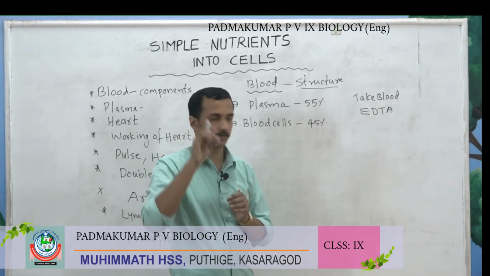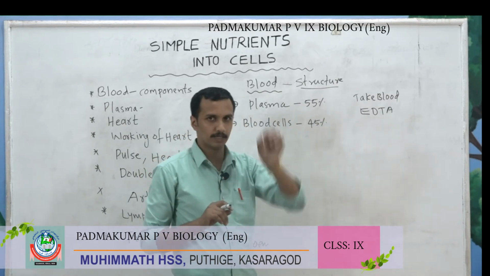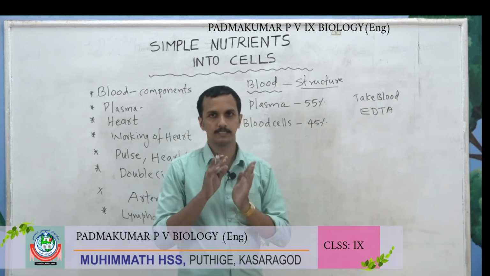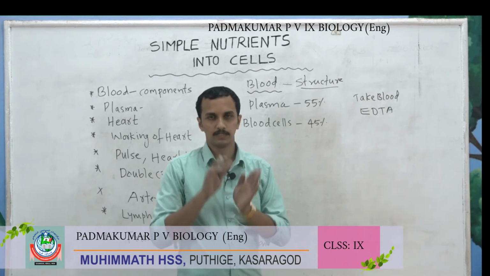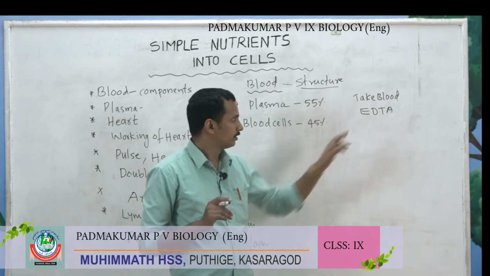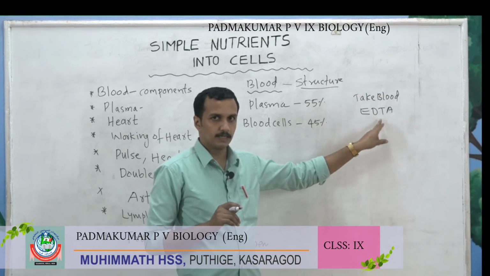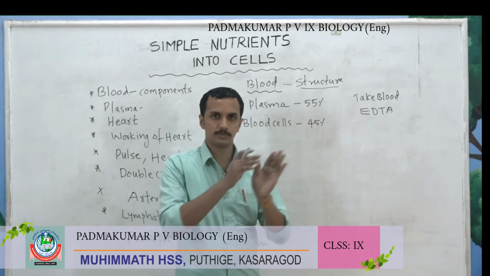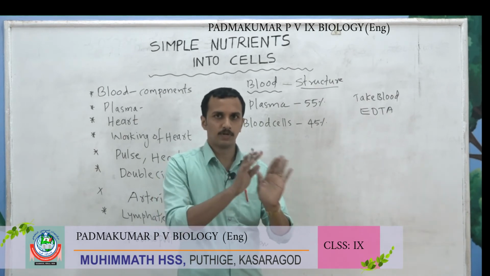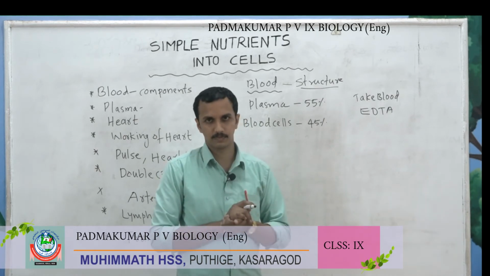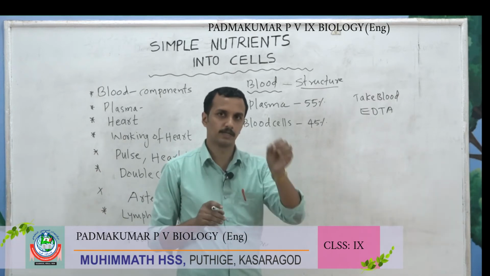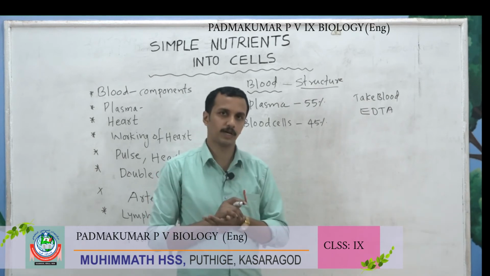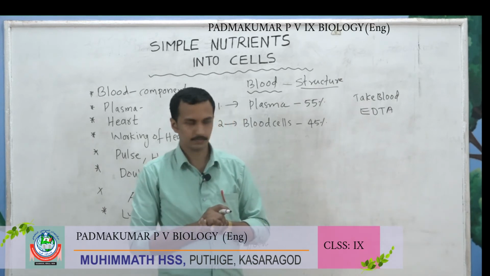So first you have to take blood sample in a clean test tube, then add a little amount of EDTA. EDTA is nothing but a chemical. It prevents blood clotting. EDTA is ethylene diamine tetraacetic acid. Then what you have to do is to keep the test tube without disturbing. You have to keep that test tube in a test tube stand for a few minutes. After a few minutes you can see two layers.